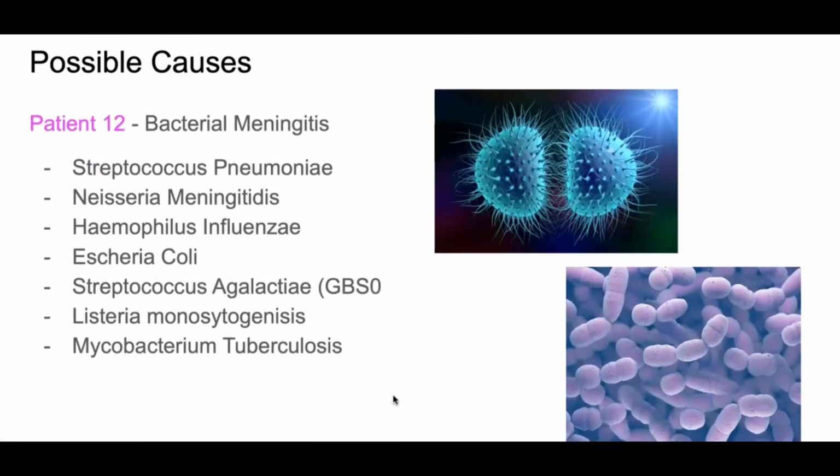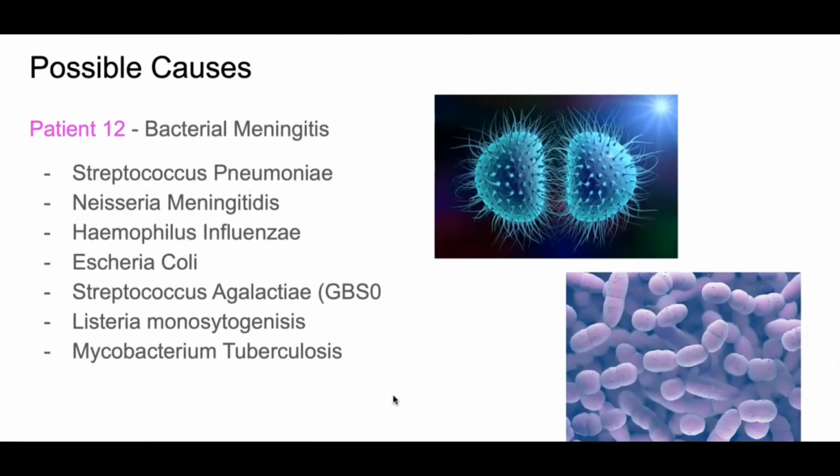meningitis. So some possible causes for patient 12's bacterial meningitis could be Streptococcus pneumoniae, Neisseria meningitidis, Haemophilus influenzae, Escherichia coli, Streptococcus agalactiae, Listeria monocytogenes, or Mycobacterium TB.